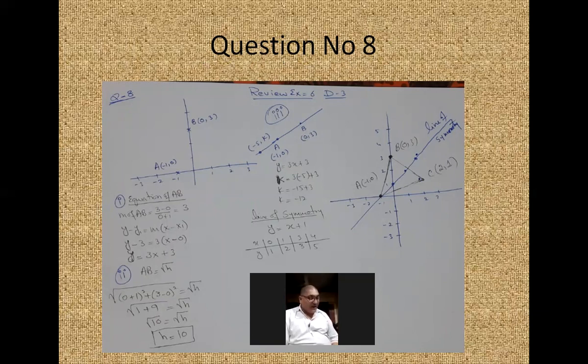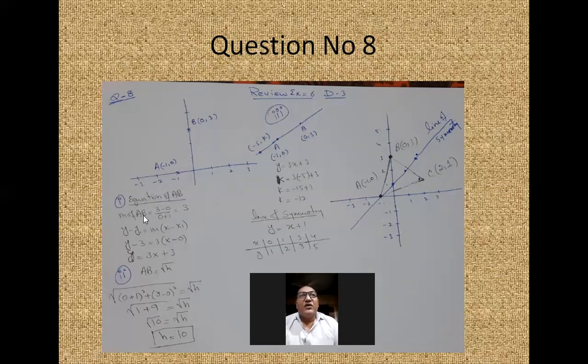The first part is to find the equation of the line passing through A and B. The coordinates of the two points are given, and we want to find the equation. The process is very simple, and we have already learned it. First, find the gradient using the formula y2 minus y1 divided by x2 minus x1. Then find the equation using y minus y1 equals m bracket x minus x1.